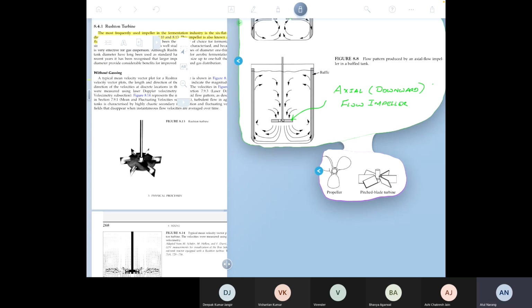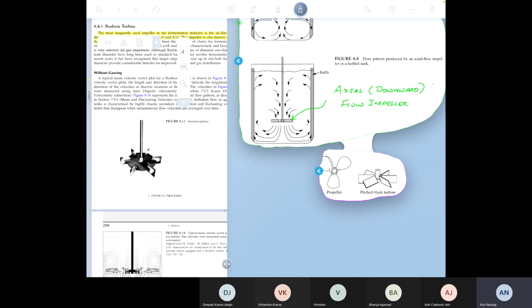They are at an angle. And when you turn the pitched blade turbine, you can turn it in either direction. One of the directions will lead to the blade pushing the liquid downward. So that's why it's called an axial flow impeller. And in the picture that is shown, you are turning this impeller in such a way that the liquid is being pushed downward. In principle, you can also push the liquid upward by turning it in the opposite direction, but nobody uses it. For reasons that are not entirely clear to me, there must be some reasons for it.